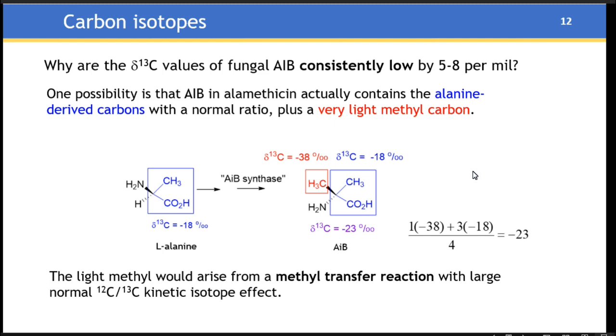This sort of light methyl would arise from a methyl transfer reaction with a large normal 12 to 13 kinetic isotope effect. It's well known that the lighter carbon reacts faster in many different reactions. It's called a normal isotope effect. We'll show exactly how this can happen in this case. Turns out this is quite a reasonable value for a new methyl inserted by a methyltransferase.